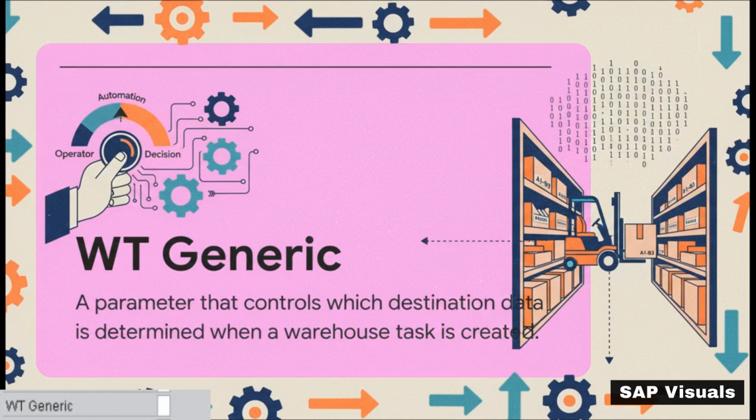Okay, so what is it really? The WT generic parameter is basically a flexibility dial. It lets you, the user, control how specific the system gets when it creates a warehouse task. You can tell it to decide everything, right down to the exact final bin, or you can tell it to be more general, more, well, generic, and let the operator on the floor make that final call.